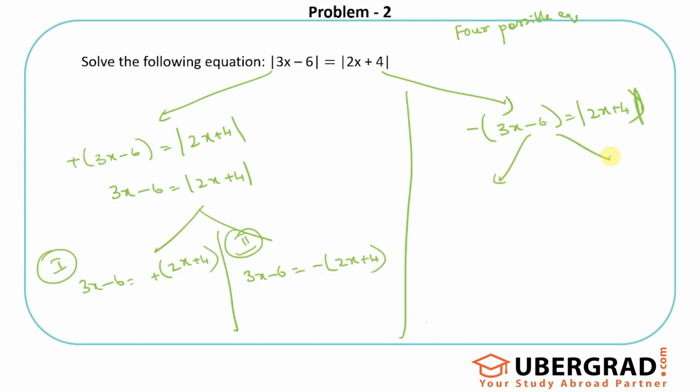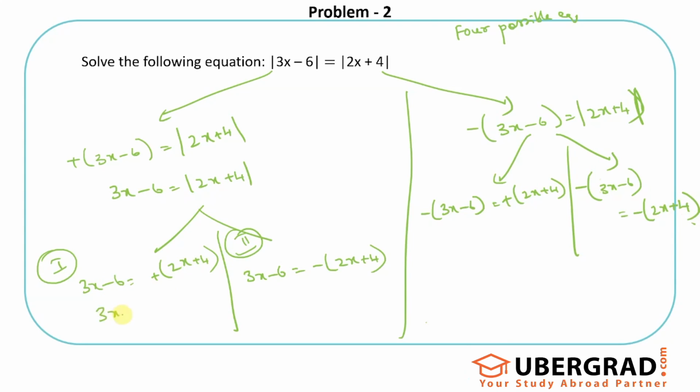Right, and this will also give me two equations. Minus of 3x minus 6, that's what we have here. When I remove the mod here, it will be plus of 2x plus 4. The other will be minus of 3x minus 6 is equals to minus of 2x plus 4. Right, so let's go ahead and solve this.